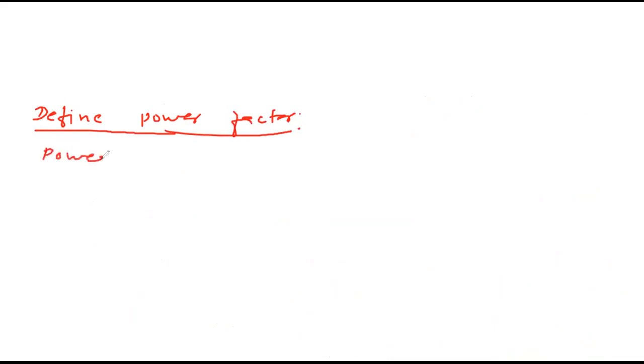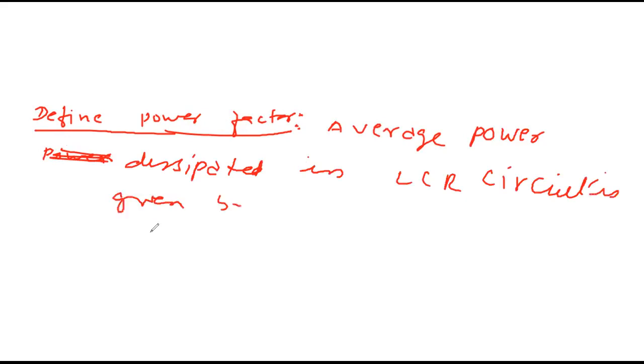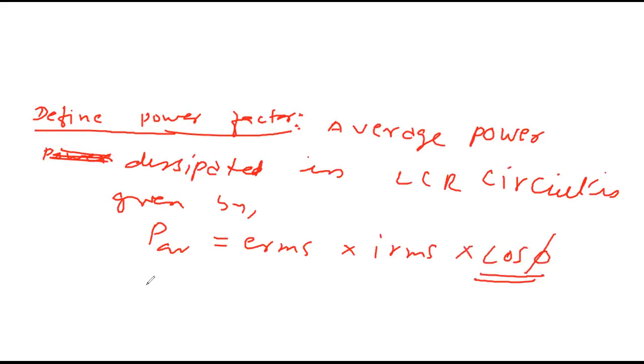Define power factor. Average power dissipated in LCR circuit is given by P average equals E RMS into I RMS into cos phi. This cos phi is called as power factor.